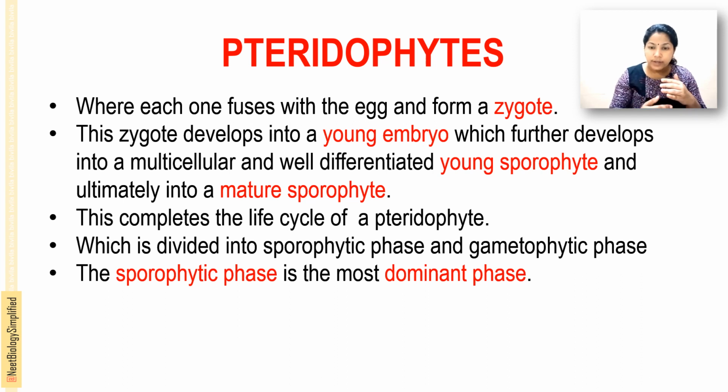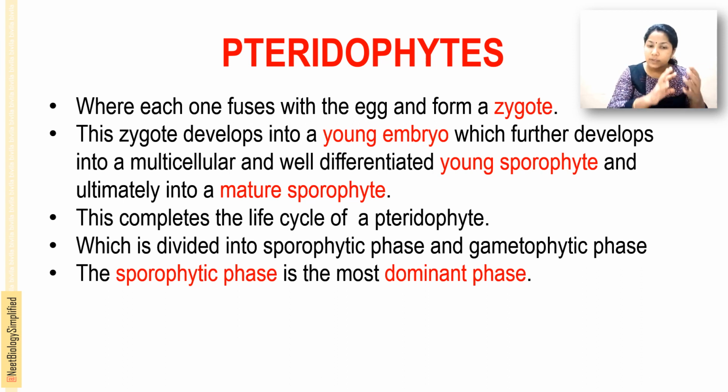This gametophyte again produces male and female gametes. Okay, and they come in contact: the male gamete, the androzoids, and the female archegonium that produces the egg. They come in contact with each other and produce a zygote. They develop into an embryo, then into a young sporophyte, then into a mature sporophyte. Like that, the life cycle continues, which is divided into the sporophytic phase and the gametophytic phase.